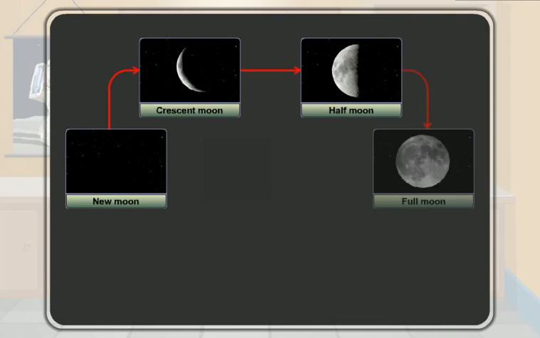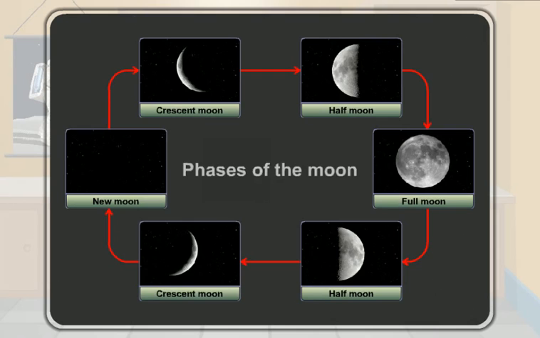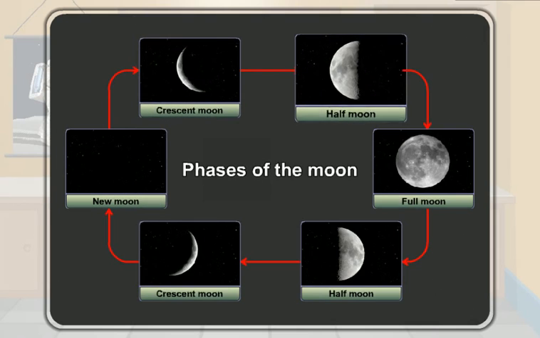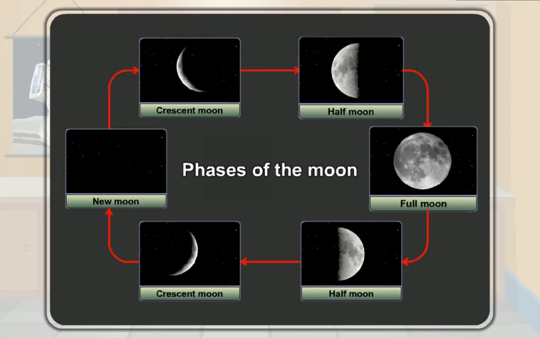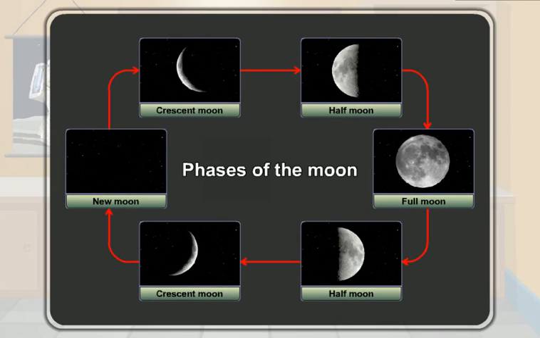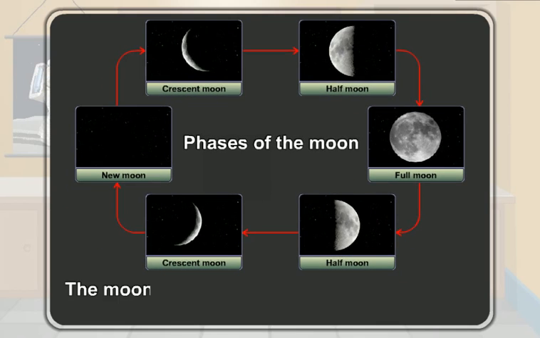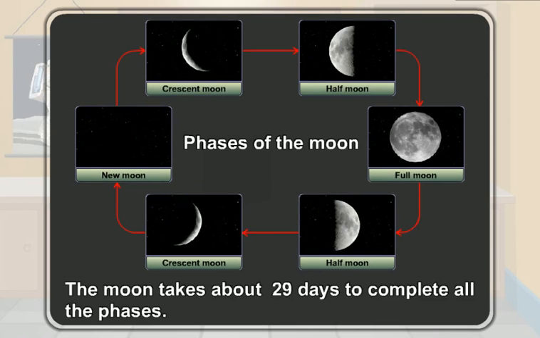The changing shapes of the moon are called the phases of the moon. So all these shapes of the moon are called the phases of the moon. The moon takes about 29 days to complete all the phases.